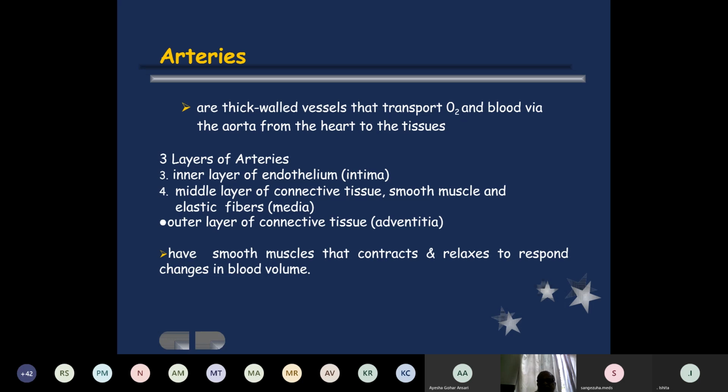Anatomically, there are three layers of arteries. The innermost layer, the endothelium, is called intima. The middle layer of connective tissue, smooth muscle and elastic fibers is media. And the outer layer of connective tissue is called adventitia. They have smooth muscles that contract and relax to respond to changes in the pressure and volume of blood.